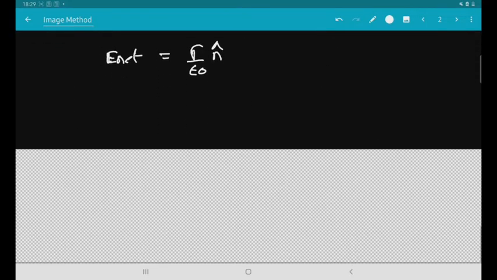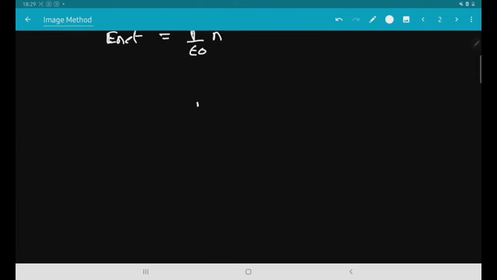Okay, the last thing we have to calculate here is the energy of this configuration. Now to calculate the energy of this configuration, what we will do is we will imagine bringing this charge from infinity. From infinity, we'll consider this charge plus q. We will have to bring it from infinity to this point.